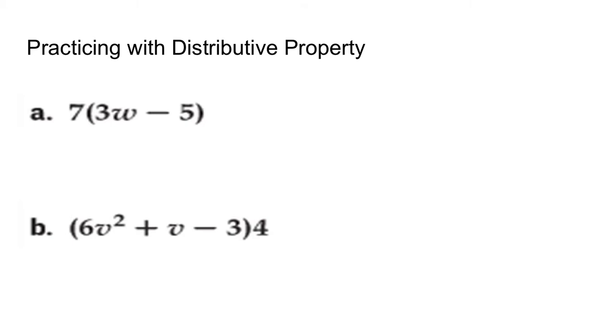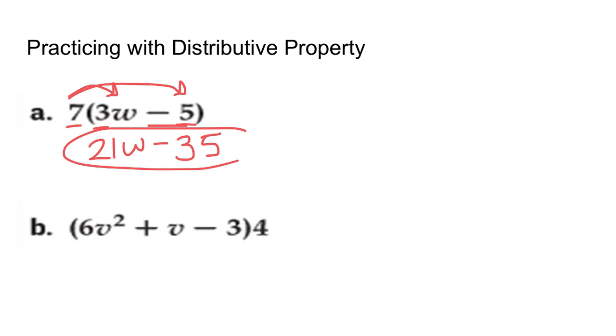So what we do is we take what's on the outside and we multiply it by what's on the inside. Numbers multiply to numbers, and letters would multiply to letters. So 7 times 3 will become 21W, and 7 times negative 5 is negative 35. And since one's a W and one's not, we can't put them together. So that would be the simplified form of that expression.